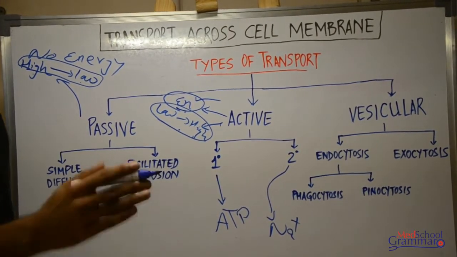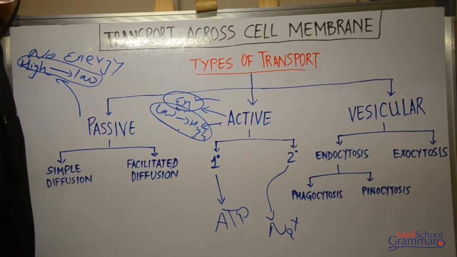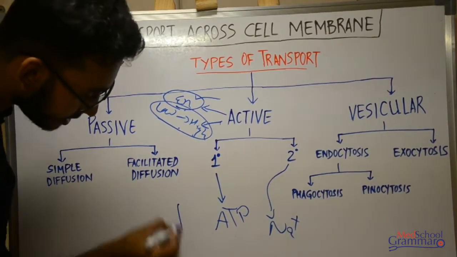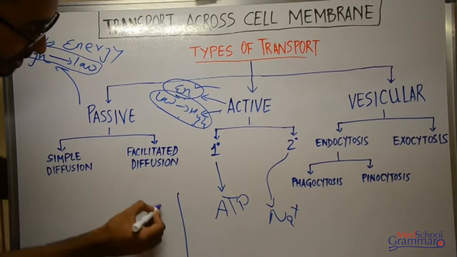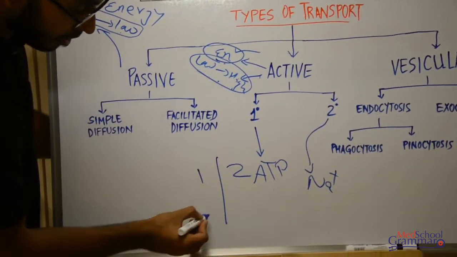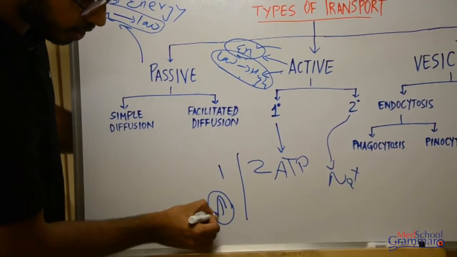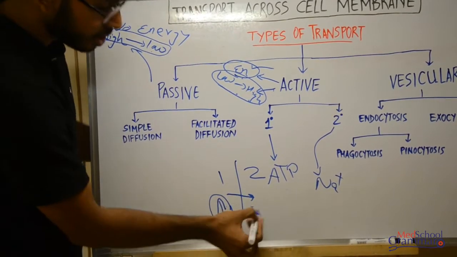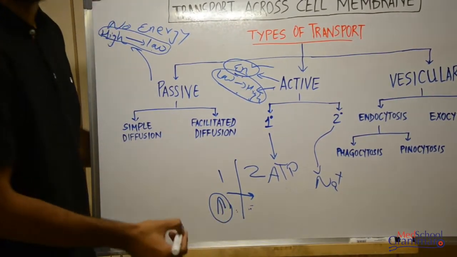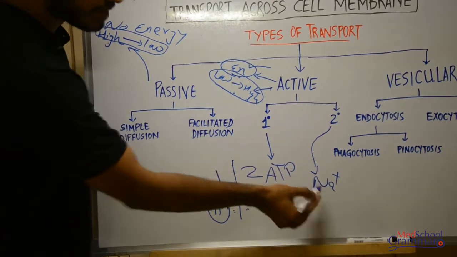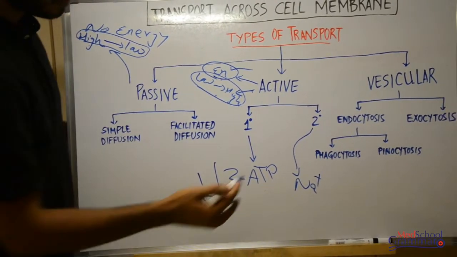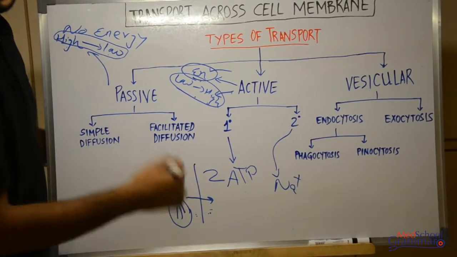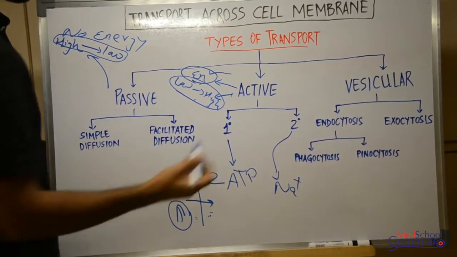Now gradient basically refers to the difference in concentration. For example, if this is a semi-permeable membrane, this is side 1, this is side 2. If sodium is in high concentration here, it will definitely move from an area of high to low concentration. So this difference in the concentration is what we call as the sodium gradient. So sodium gradient is secondary active transport.